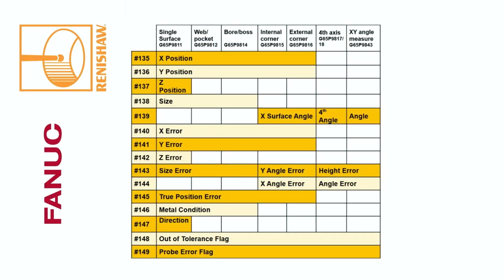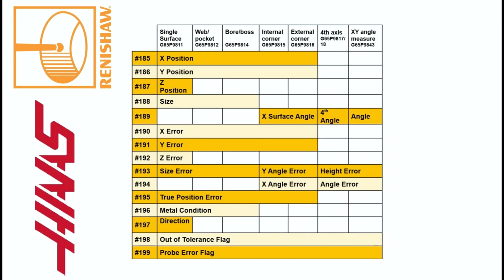Depending on the control you have, the variables and programs may be slightly different. With the Fanuc control running the Renishaw Inspection Plus, this is the list of the variables and what they do. On the Haas control, the program calls are all the same, but the variables are an additional 50 variables from where they would be on the Fanuc.